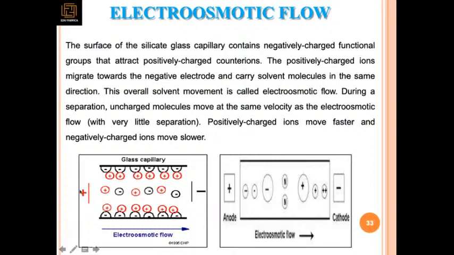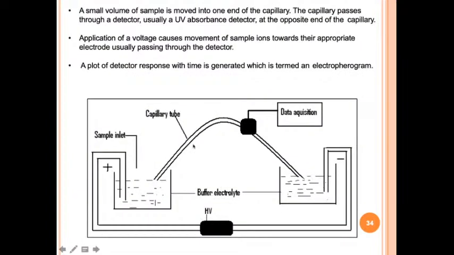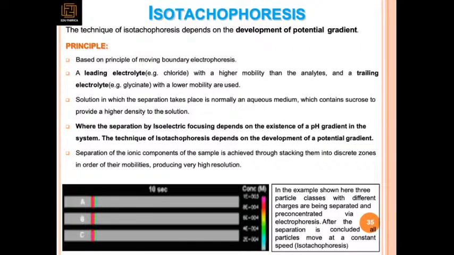There are negatively charged ions, and on top the positive ions will be there. In the center you will see the remaining positive and negative ions. Positively charged ions move faster and negatively charged ions move slower in this case.